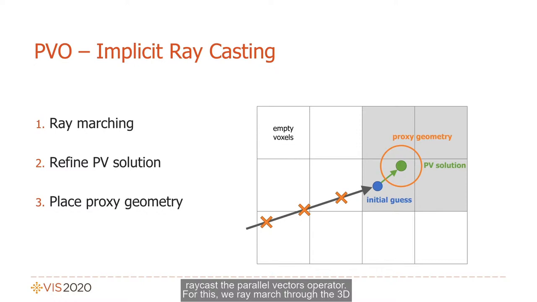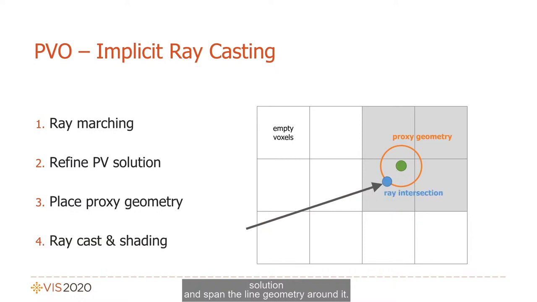For this, we raymarch through the 3D volume data, here illustrated in 2D. This works by tracing a ray from the camera for each pixel. Using a step size, we can sample initial guesses along the rays. Given an initial guess, we can then descend onto the parallel vector solution and span the line geometry around it. With this, we can visualize what the camera sees. This view dependency is an advantage of implicit raycasting. Since we only have to calculate what we see through the camera, we can specifically optimize for it.